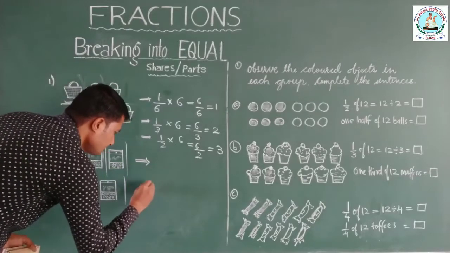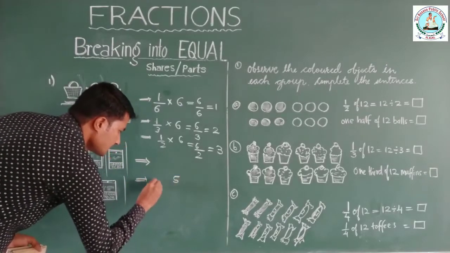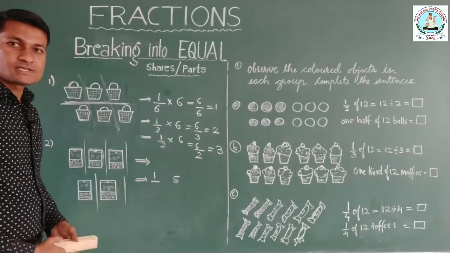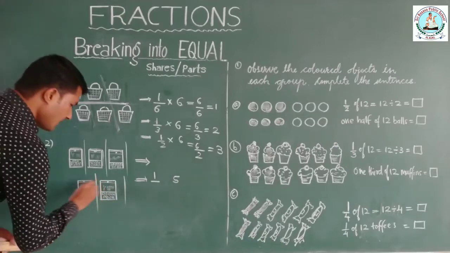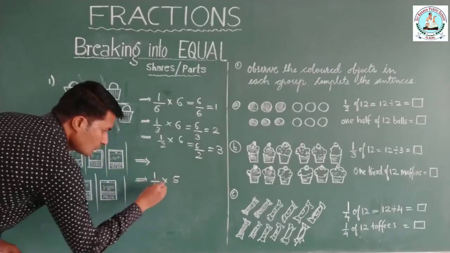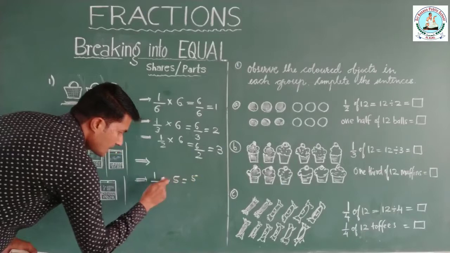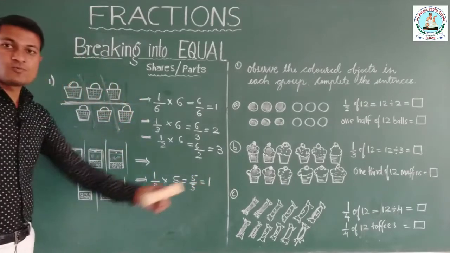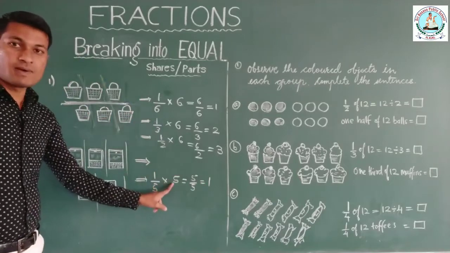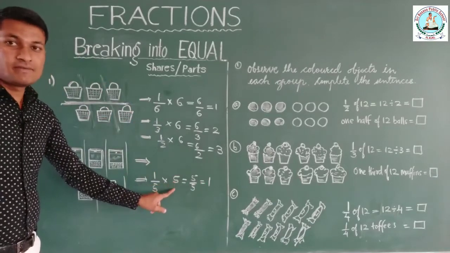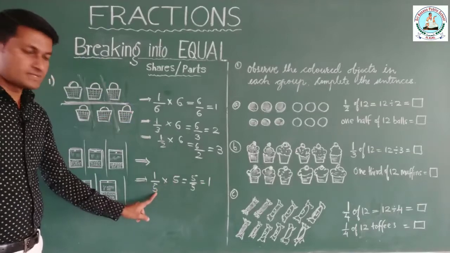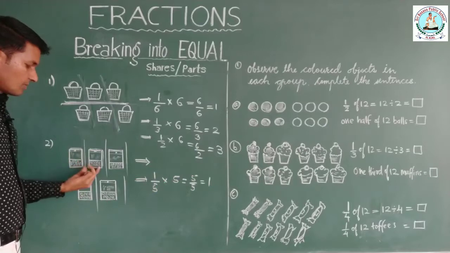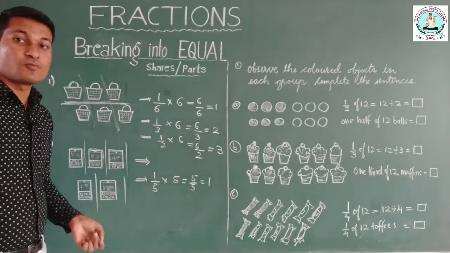There are 5 mobiles, and I broke all those 5 mobiles into how many equal shares or parts? 5. So 1/5 of 5 is how much? 5 times 1 is 5, and the 5 as it is. So 5 divided by 5 is 1. So if I divide 5 mobiles into 5 equal groups, then I will get one mobile in each part. See here, one mobile, one mobile, one mobile. So in each part I will get one mobile.